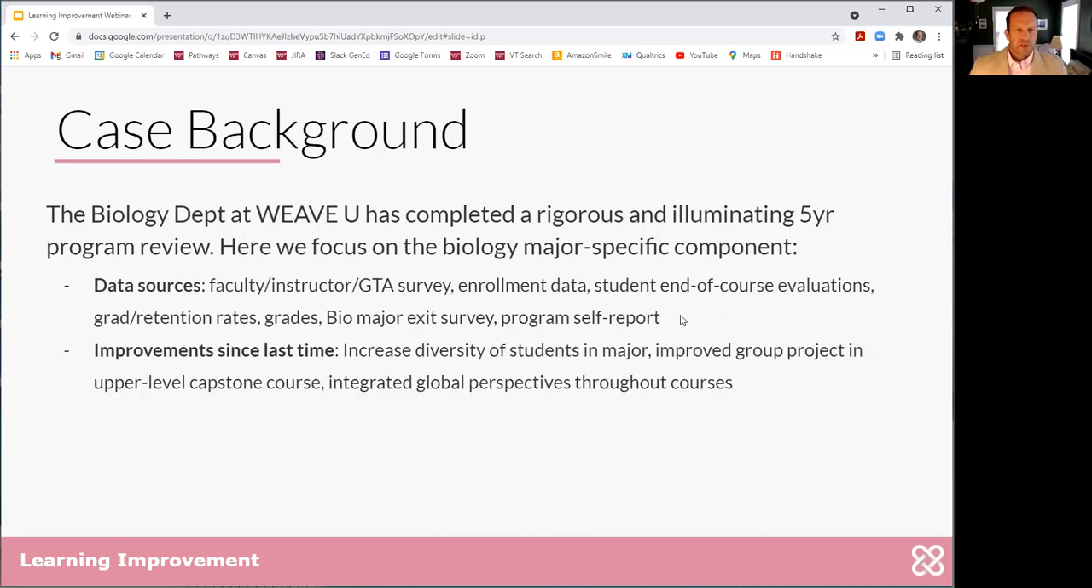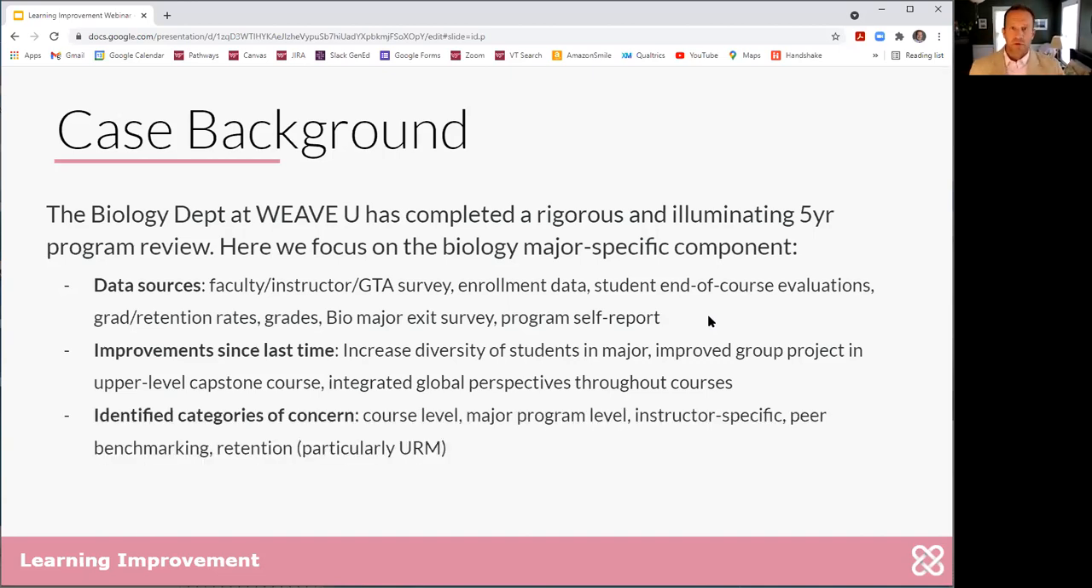And then with that data, you start to also talk about what improvements you've made since last time, 5 years ago. Increase the diversity of the students in the major. You've improved group project in the upper level capstone course. So that was something you really wanted to work on last time. And integrated the global perspectives throughout the courses. Okay, so these are things that you've improved on. Congratulations, the biology department has had continuous improvement in their program.